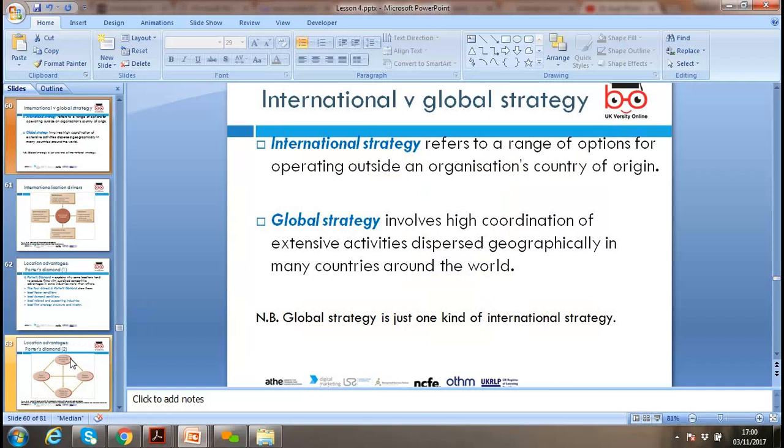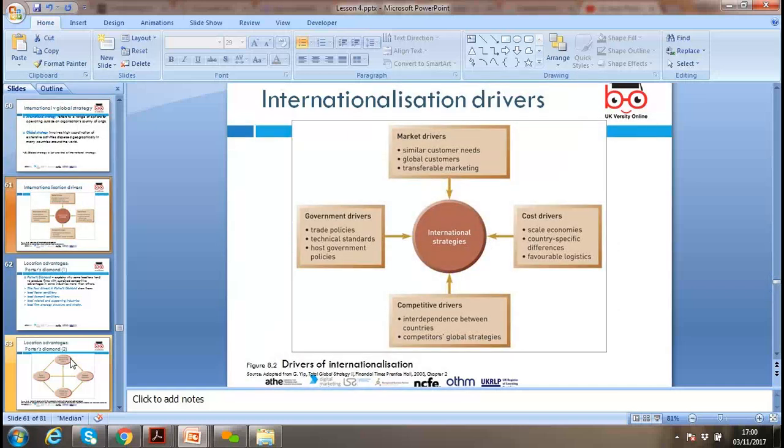We have international and globalization. International means you are in one or more than one country, could be two countries, and your business is called international. Global means you are in many countries, where it could be very difficult, as one strategy does not fit all. Different environments, different cultures, so we need to look around when we are making the strategic plan. International drivers could be market drivers, different market customer needs, global customers, transferable marketing, right-hand drive and left-hand drive, and all these.